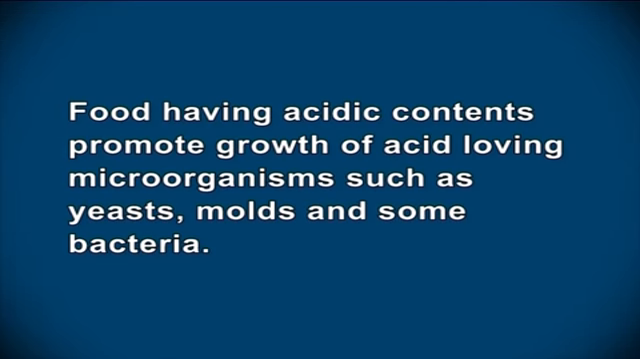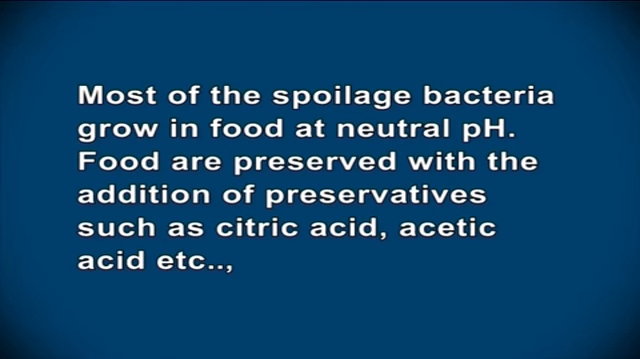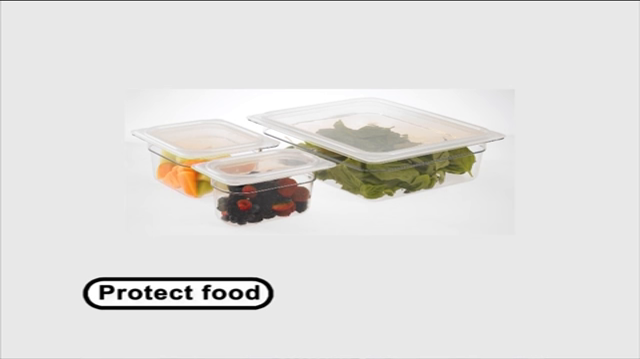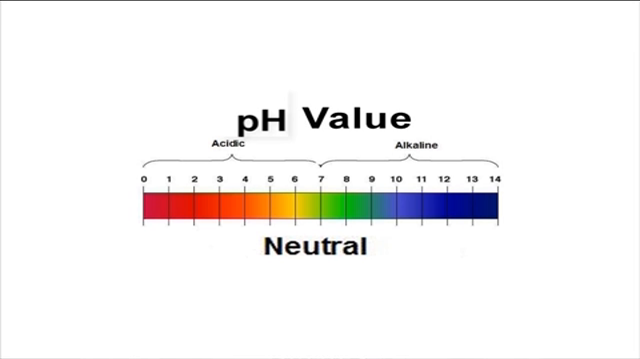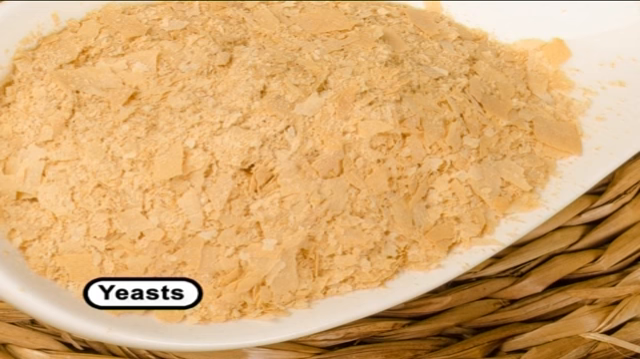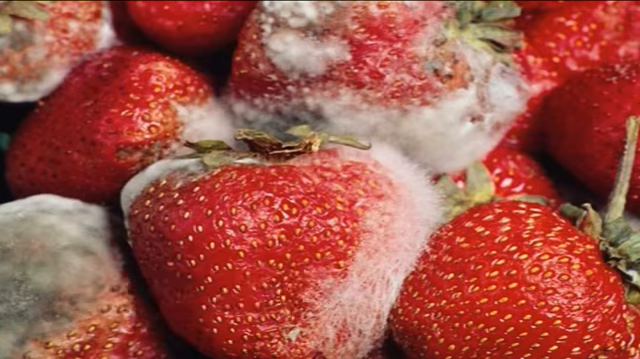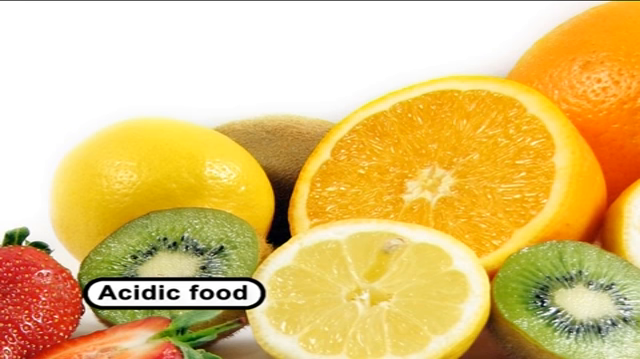Food having acidic contents promotes growth of acid-loving microorganisms such as yeast, mold, and some bacteria. Most of the spoilage bacteria grow in food at neutral pH. Food is preserved with the addition of preservatives such as citric acid, acetic acid, etc., which create an acidic environment and protect food to some extent from the growth of bacteria and other microorganisms requiring a neutral or alkaline environment. However, there may be chances of contamination and growth of acidophilic molds or yeast. Therefore, growth of molds is frequently observed in fruits, fruit juices, and other processed acidic food.